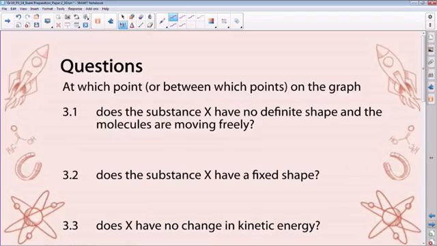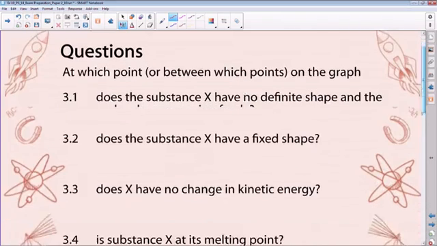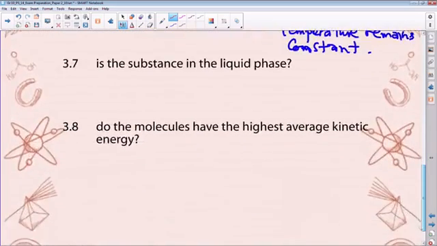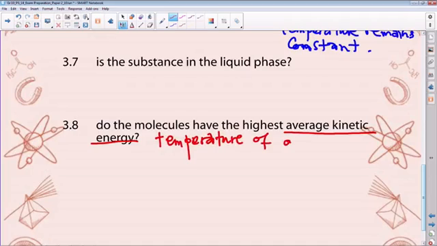Now, that said, we need to go back to our questions, okay? We've done that. So do the molecules have the highest average kinetic energy? Average kinetic energy is an indication of the temperature of a substance, okay? The temperature of a substance. So the average kinetic energy, according to what we call the kinetic molecular theory, is the temperature of a substance.